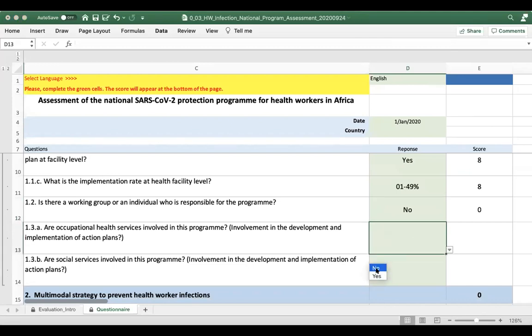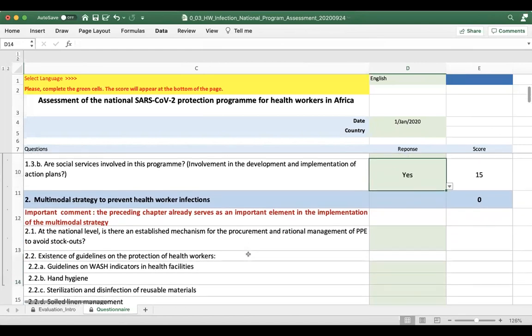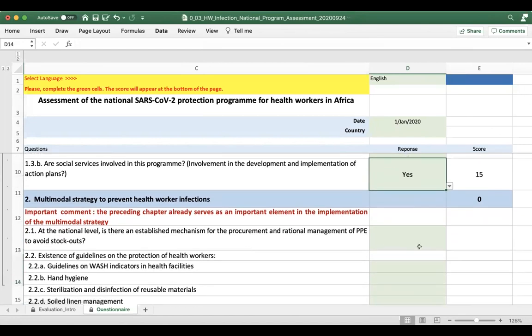So questions in this domain are asking about the larger national program. Are there occupational health services? Are there social support services? What are some of the resources available in terms of the overall program itself? After you have responded to each of the questions in this domain, you'll want to move on to domain 2, which specifically emphasizes multimodal strategies to prevent healthcare worker infections.